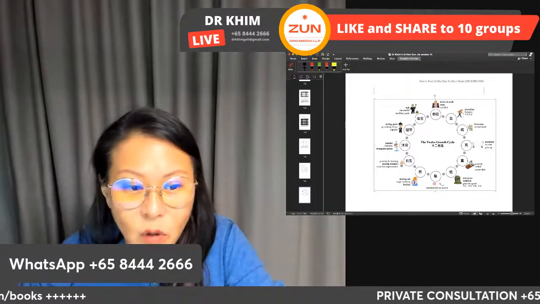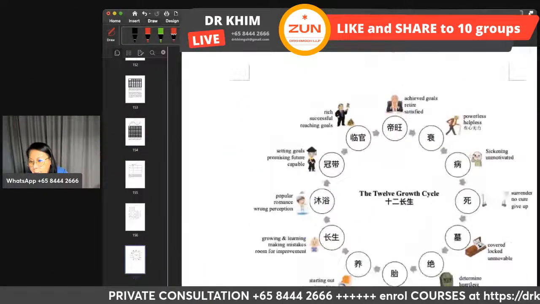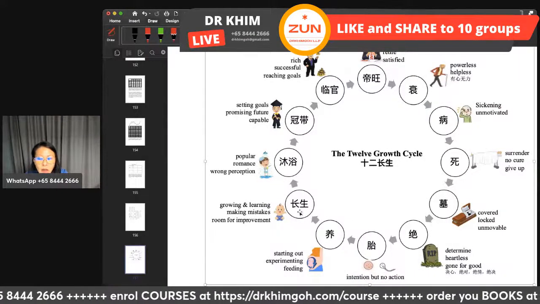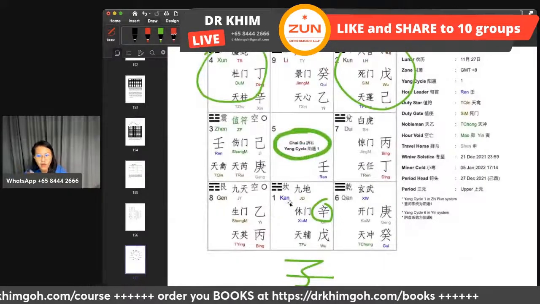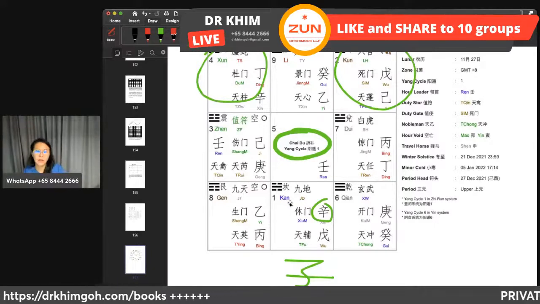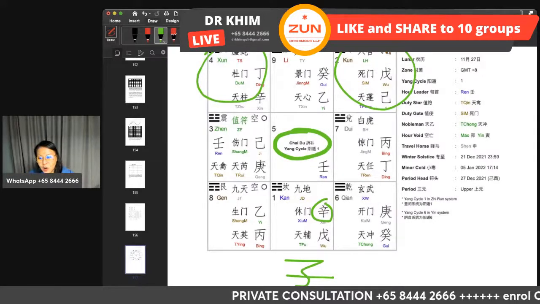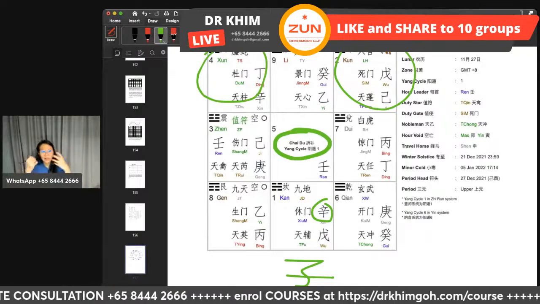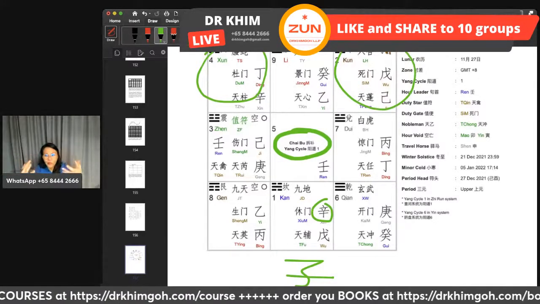So, the wife is sitting at 掌声, which means the condition of the wife now is growing and learning, making mistakes, room for improvement. What is this trying to tell me? This is trying to tell me the wife is in an exploration stage, meaning she thinks that buying this land can grow more money. So her condition is actually quite positive. She's not negative. She thinks there is growth in buying the land.